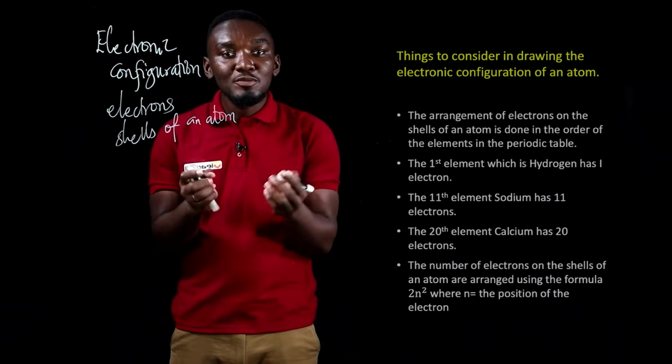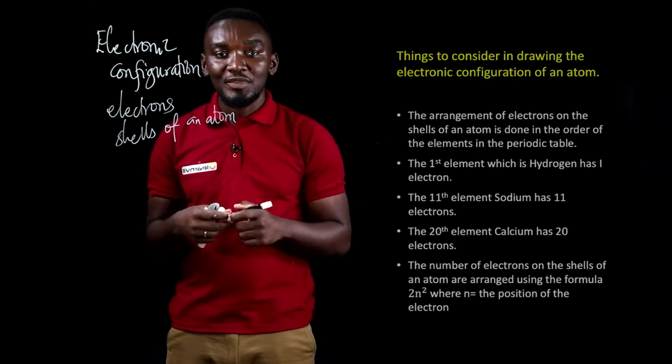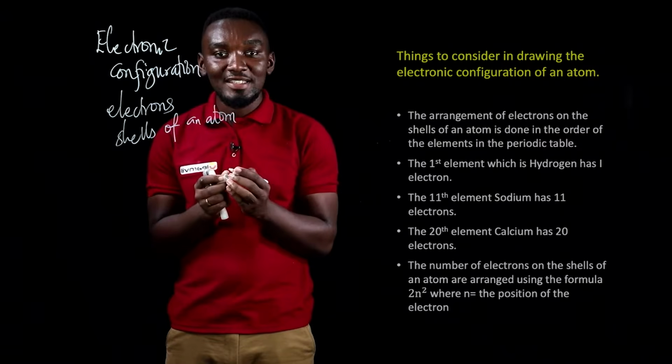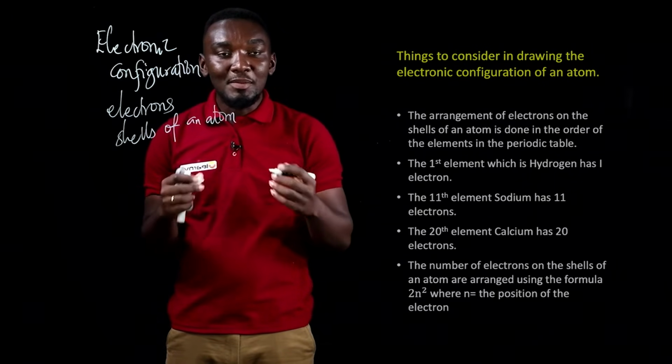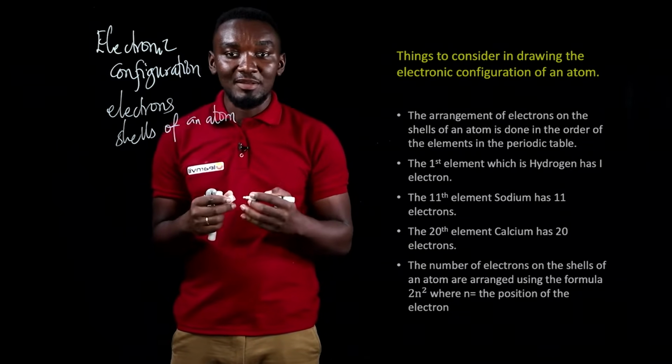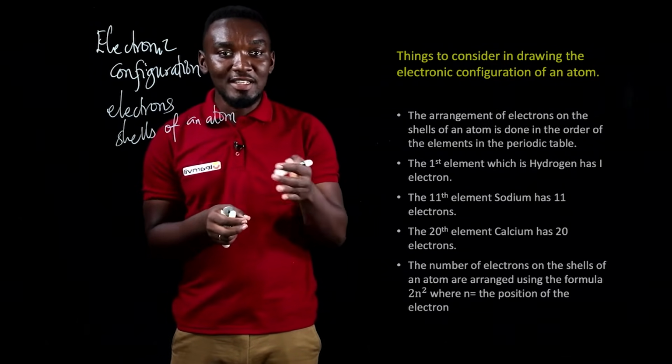Now, for electrons to be arranged, there are certain rules that one must follow. First and foremost, you must realize that the position of an element is the same as the number of electrons the element has. That's why you are supposed to learn the first 20 elements.